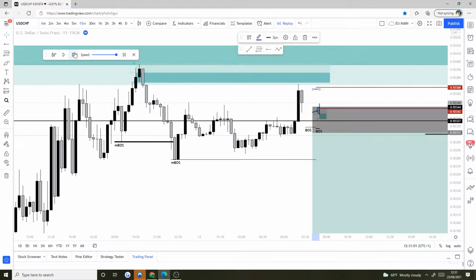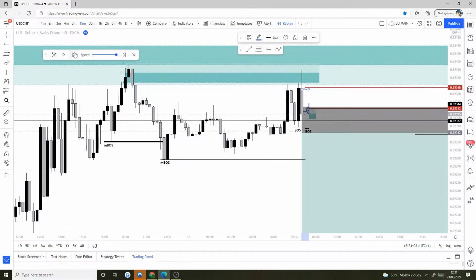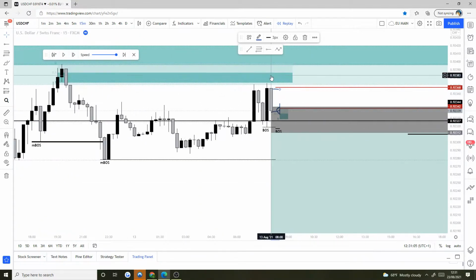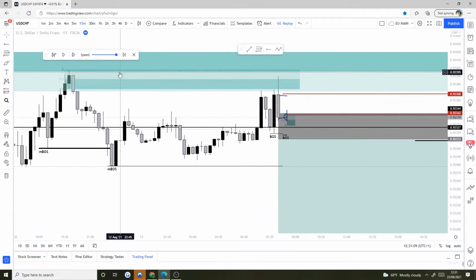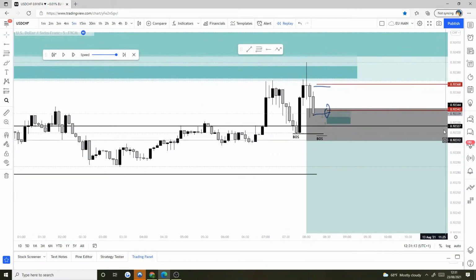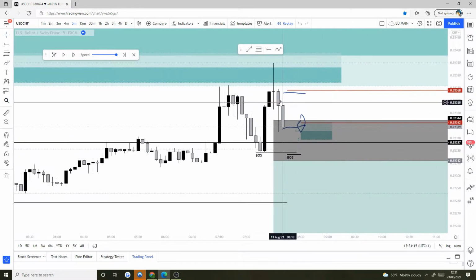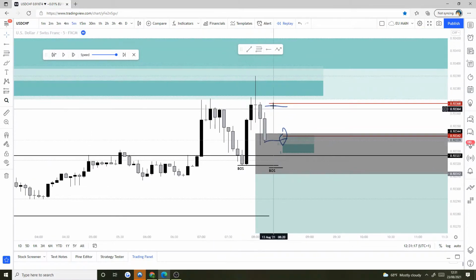Alright, so let's see what happens. So on the 15-minute, we tap up into this area and we get this big wick away from it, and then quite an aggressive move actually away from this order block. Now, on the 5-minute, we can see very strong wick rejection directly from the order block.